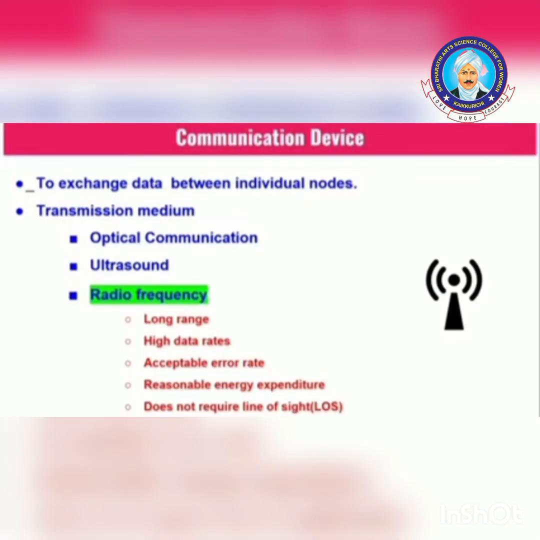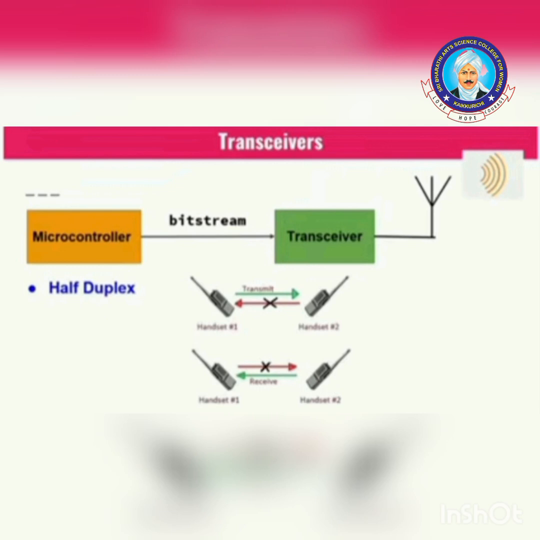Fourth component is a communication device. Communication device is used to exchange the data between individual nodes. It is a transmission medium. Radio frequency provides long range, high data rates and acceptable error rates. The receiver is a major part of this communication device. It has one microcontroller and receiver, in between the bit stream. Half duplex operations are performed in the receiver. Half duplex operation means either the transmitter or receiver operates at a time.